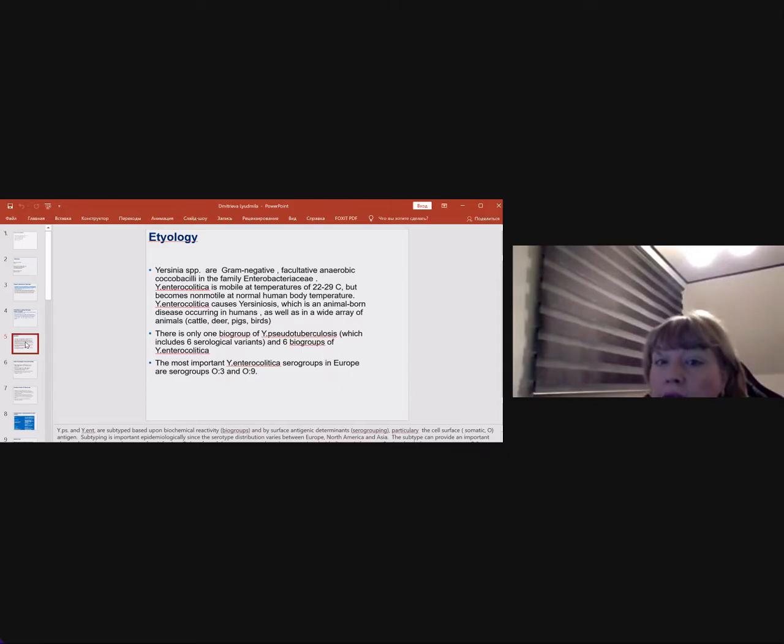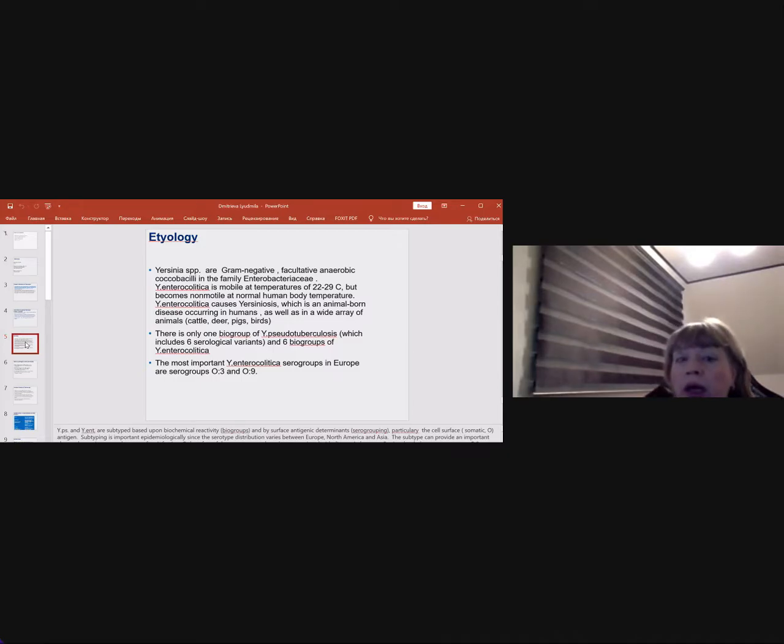Yersinia enterocolitica causes yersiniosis, which is an animal-borne disease occurring in humans as well as in a wide array of animals: cattle, deer, pigs, birds. There is only one biogroup of Yersinia pseudotuberculosis, which includes 6 serological variants, and 6 biogroups of Yersinia enterocolitica. The most important Yersinia enterocolitica serogroups in Europe are serogroups O3 and O9.